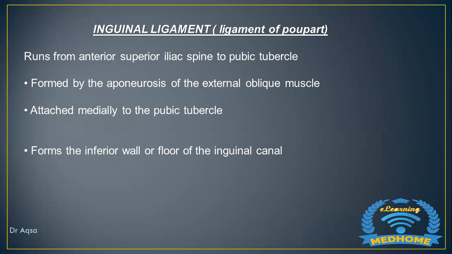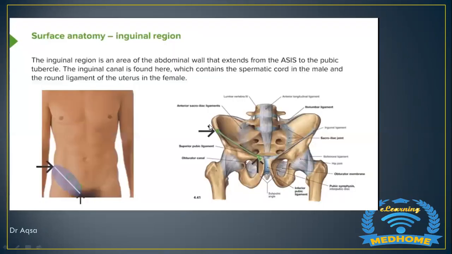So first of all, what is the inguinal ligament? Another name for the inguinal ligament is the ligament of Poupart. It starts from the anterior superior iliac spine to the pubic tubercle. If you can see here, the arrow that is marked starts from the anterior superior iliac spine, extending up to the pubic tubercle. So this whole is known as the inguinal ligament.